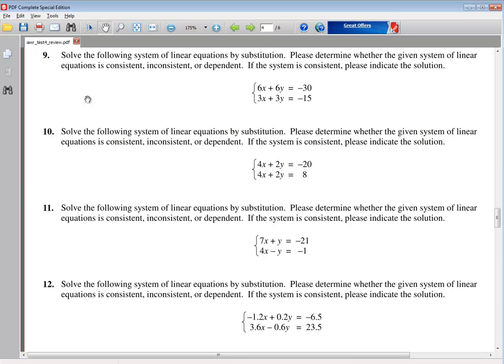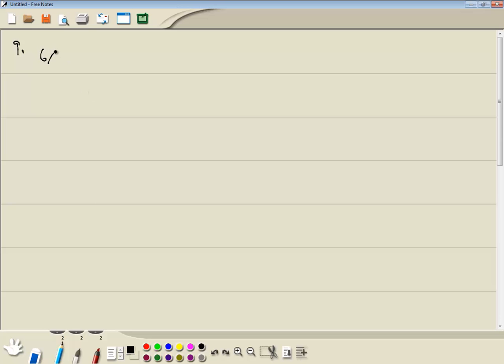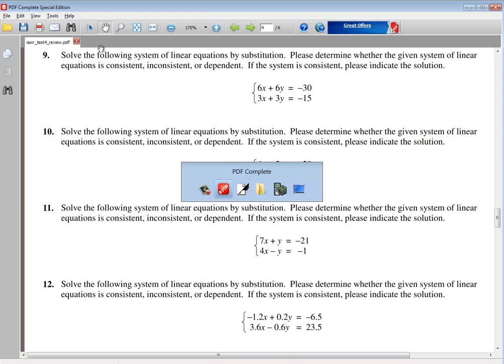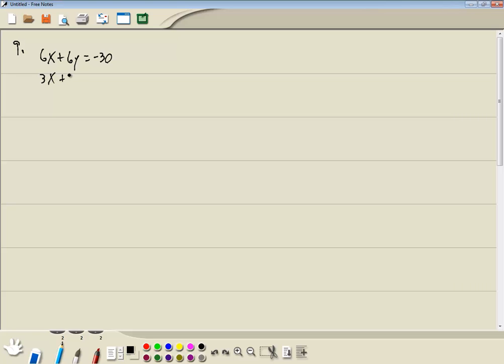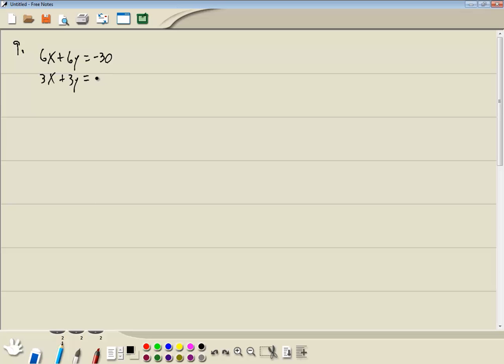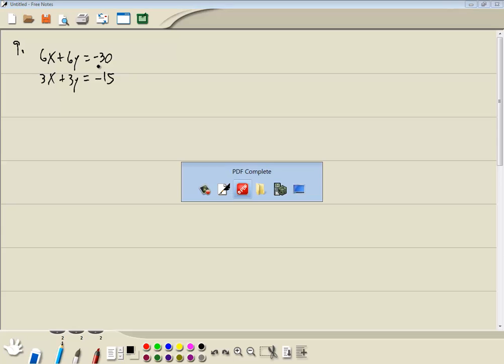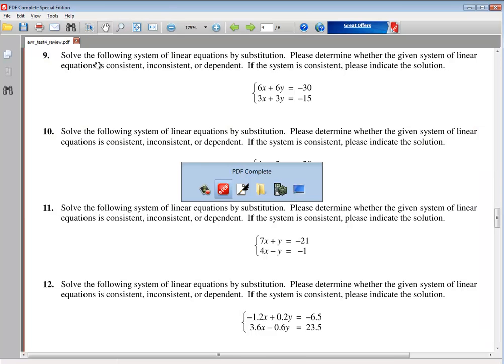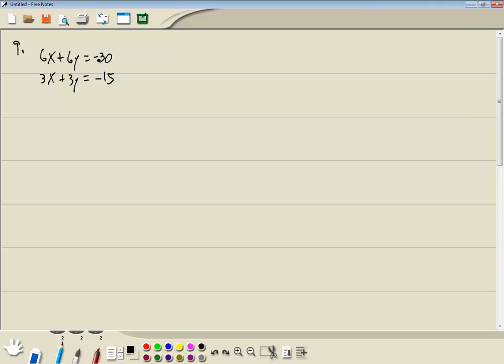Number 9. 6x plus 6y equals negative 30, and we got 3x plus 3y is equal to negative 15. And it says solve it by substitution. If you notice that they are all divisible by the same number, you can go ahead and divide them. Like all the numbers in the first equation are divisible by 6, and all the ones in the second equation are divisible by 3. I'm not going to do that, but if you see it, that will save you a little bit.